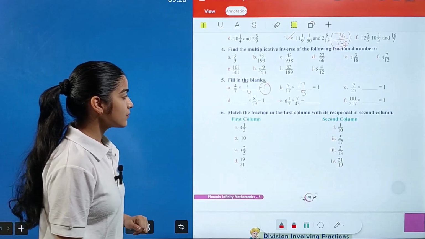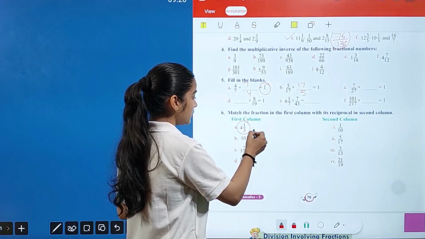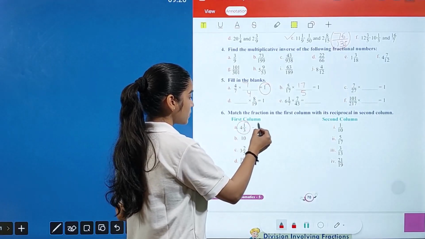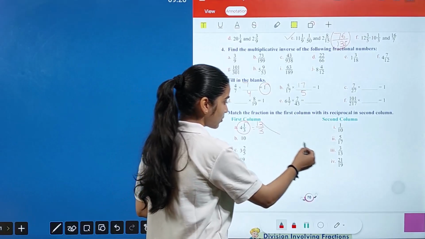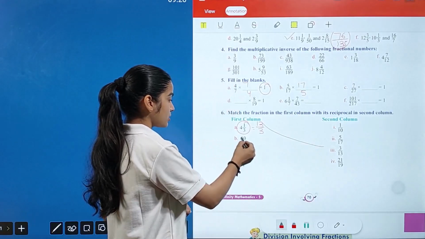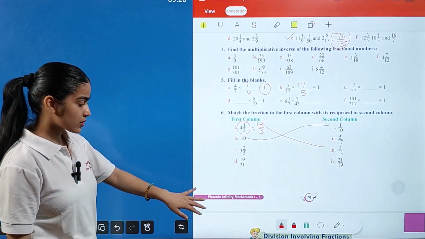Match the fractions in the first column with its reciprocal in the second column. So first you have to convert it. 3 4s are 12. 12 plus 1 is 13 by 3. So 13 by 3 reciprocal is 3 by 13. 10, the reciprocal is 1 upon 10. So in the same way you have to do the rest you have.